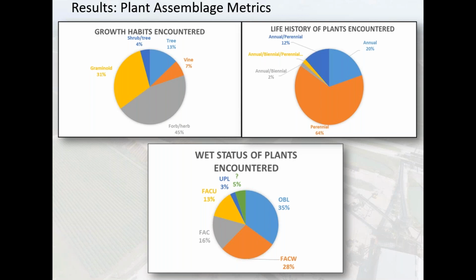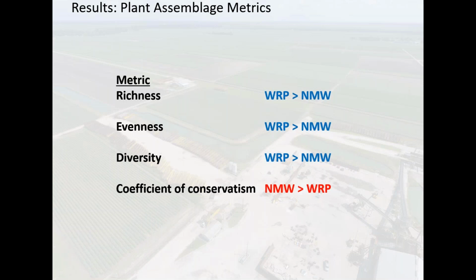which was surprising to us. But if you're looking at the wet status of plants encountered, we did see that the vast majority of these plants were hydrophytes, with about 80% of the plant species observed falling into the facultative wetland or obligate wetland categories. So it seems to us that these systems have developed hydrophytic vegetation characteristic of wetlands.